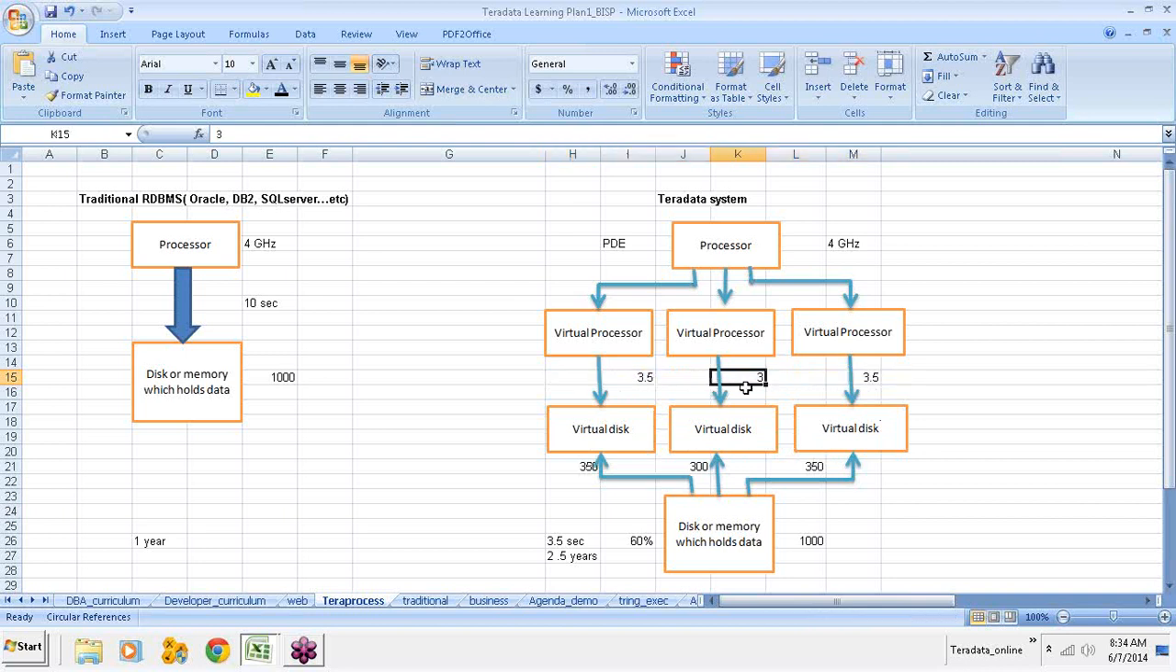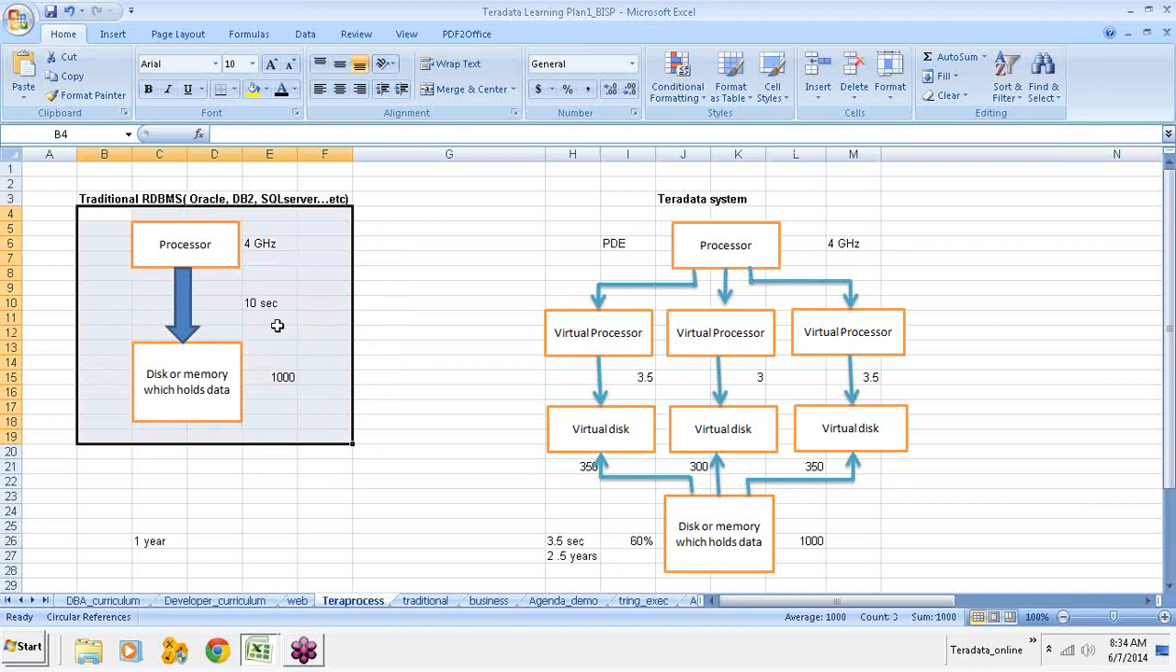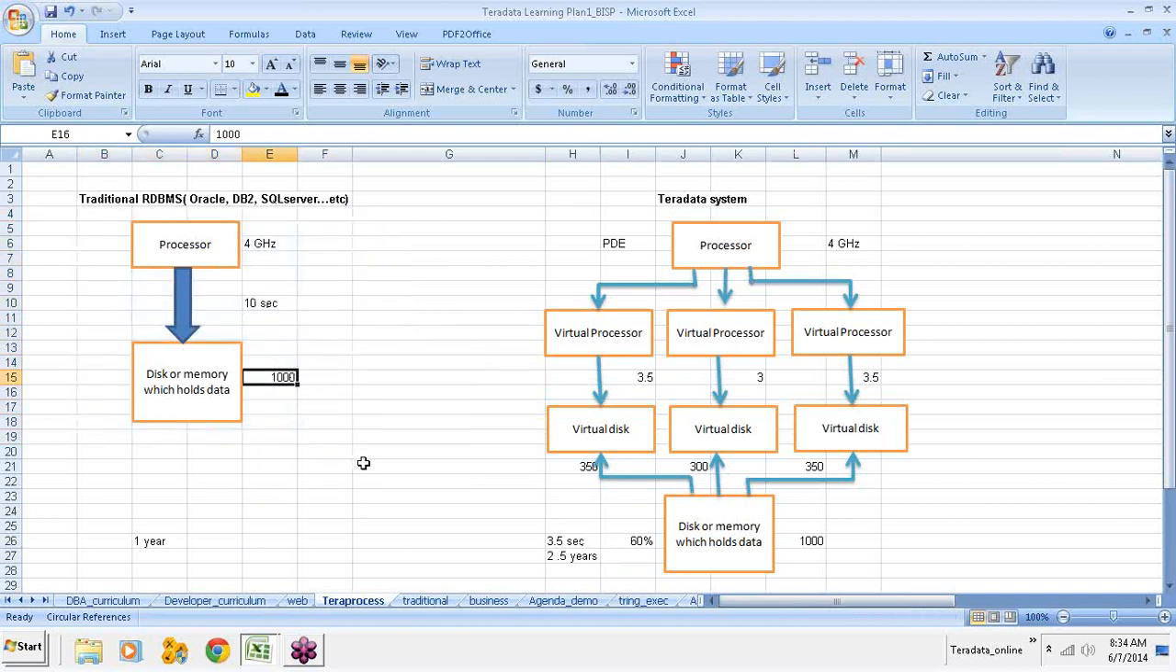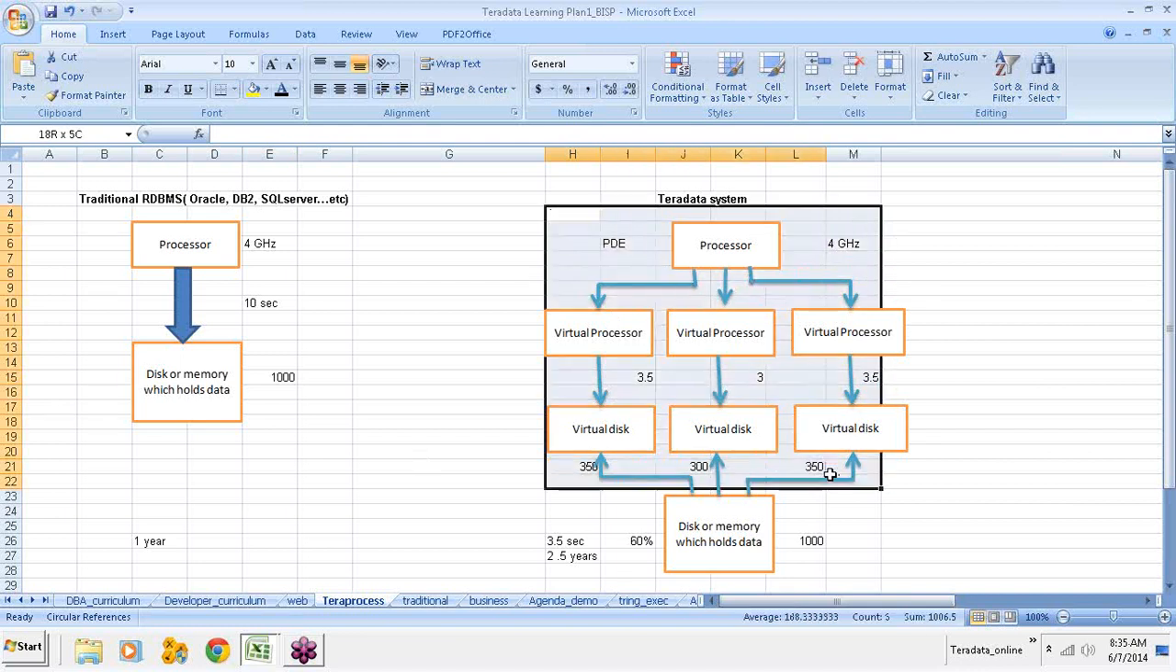Even though the second virtual processor completed its processing within 3 seconds, it still has to wait for the other processors to complete their amount of data. So the second processor also has to wait for completion of all these virtual processors. So the maximum time we need to wait to get the report generated out of the Teradata machine for 1,000 records is 3.5 seconds. Earlier with the legacy machines, we had to wait 10 seconds to get the same report out of 1,000 records, but here, due to the virtual mechanism, we can process the data within 3.5 seconds.